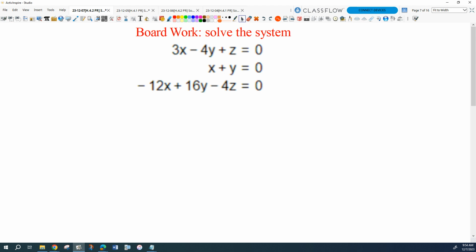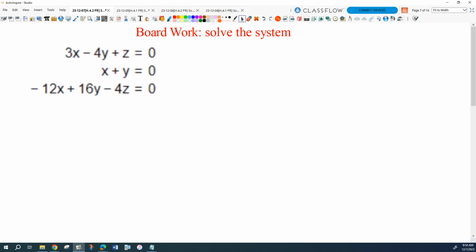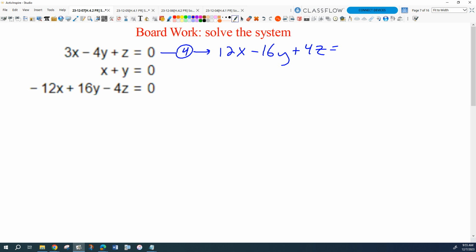So then we could just do this. I'm just going to scoot this whole thing over here. We only need to go one direction on this one. So multiply this guy by 4, and I get 12x minus 16y plus 4z equals 0. Leave this one alone.